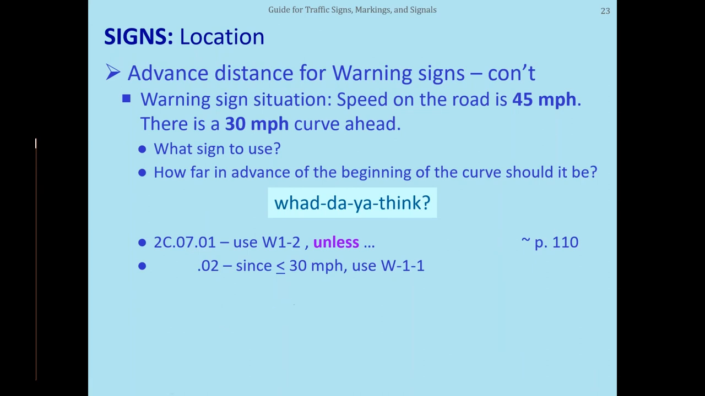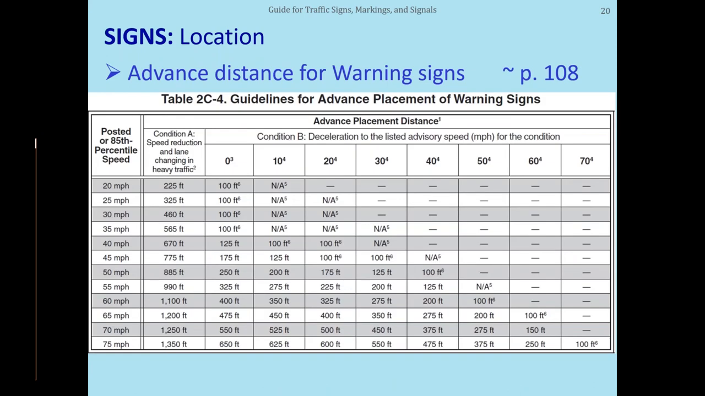Let's step back to the table. We're on a 45 mile an hour road, so we're in the 45 row. We need to slow to 30, so the intersection of the 45 row with the 30 column gives us 100 feet.